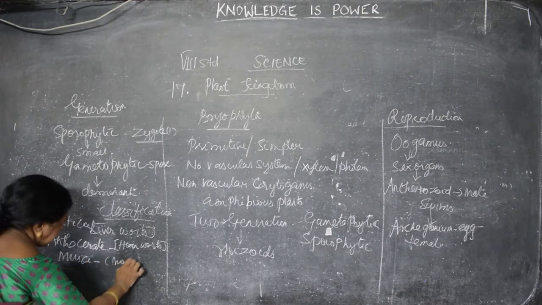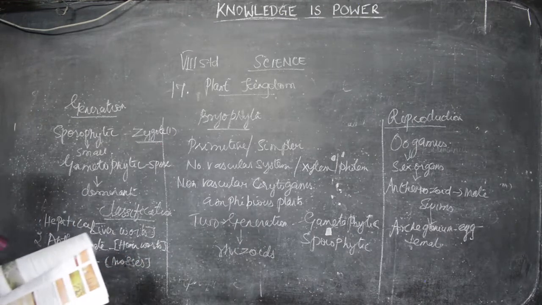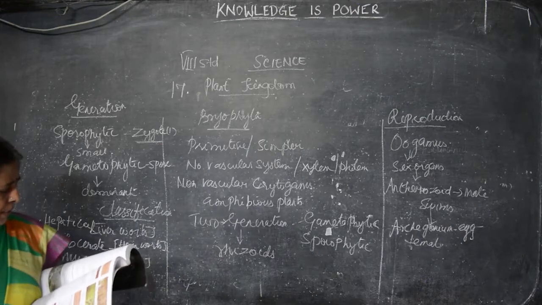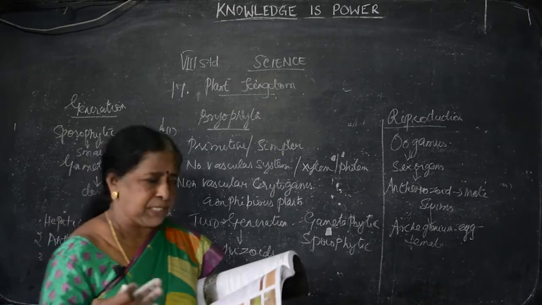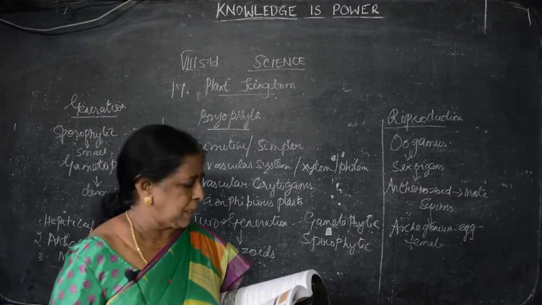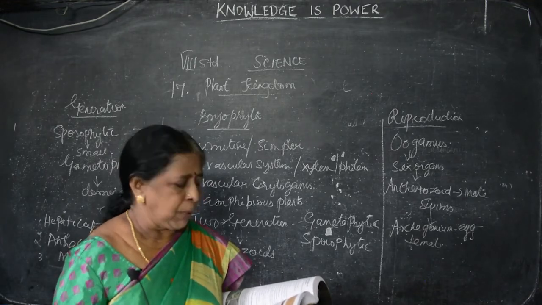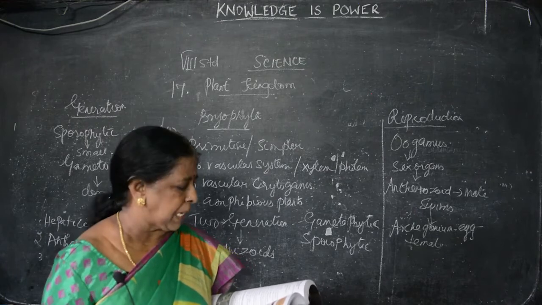Examples: mosses. These are the kinds of bryophytes, varieties of bryophytes. For example, Riccia, Anthoceros. So what are the differences? Riccia is the lowest form of the bryophytes, the simplest one, very short-lived. Then Anthoceros, where the gametophyte is differentiated into thallus and rhizoids.